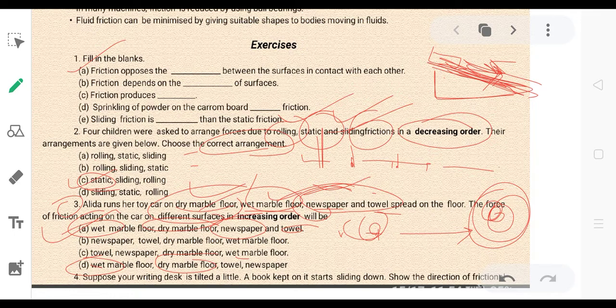So if a book slides down a table, the direction of frictional force is opposite to the direction of its motion. So the frictional force will act along the inclined direction, upward along the incline.